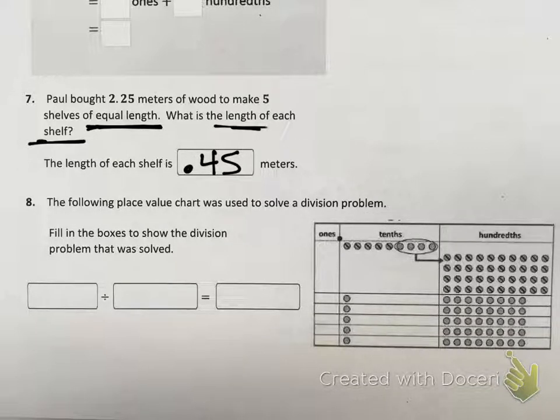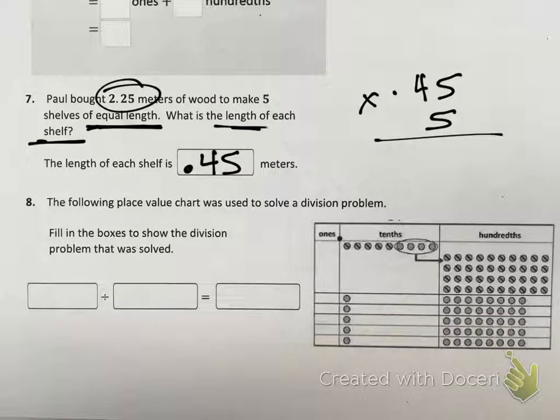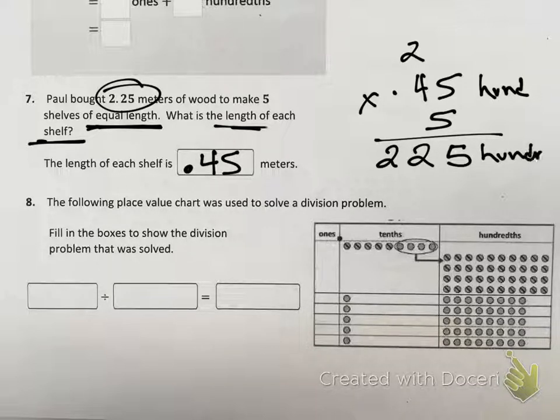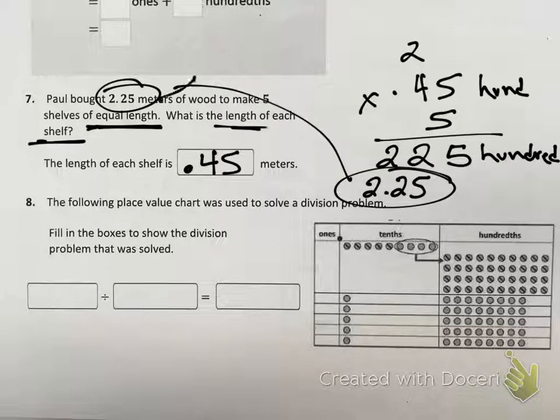Now, a way to check division is by multiplication. So we should be able to take 45 hundredths and multiply that by 5 and get 2 and 25 hundredths. So 5 times 5, 25. Carry the 2. 5 times 4 is 20. Drop that down. And this was in the hundredths place, so we know that's going to have 2 numbers behind the decimal. That is our original length, and we split it up 5 ways and got 45 hundredths meter.